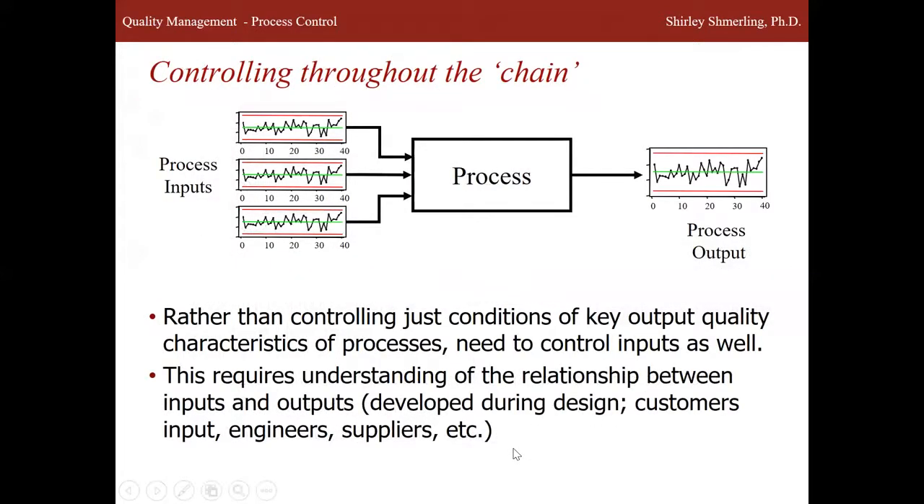We also have to remember that rather than controlling just key output quality characteristics, we should control everything from every input that comes in. Because if we have bad output from these, then the input for this process obviously is going to be problematic. So for example, if something is wrong coming from the supplier, if our raw material has a problem, then that can be the cause of the defects that we're having. So understanding the relationship between inputs and outputs, developing that during design, and getting input from customers, engineers, suppliers, and so forth is an important aspect of planning for quality control.